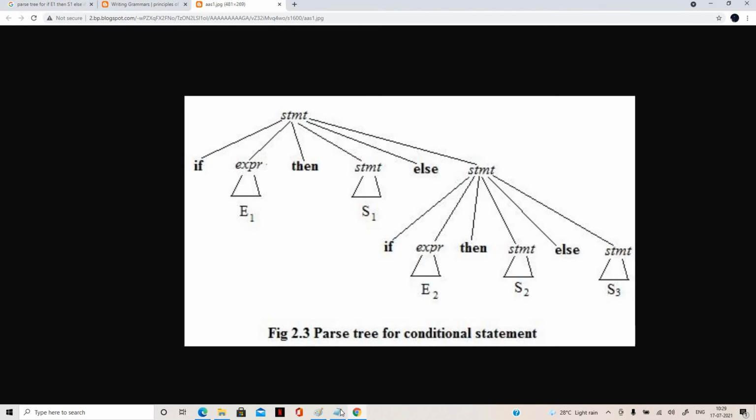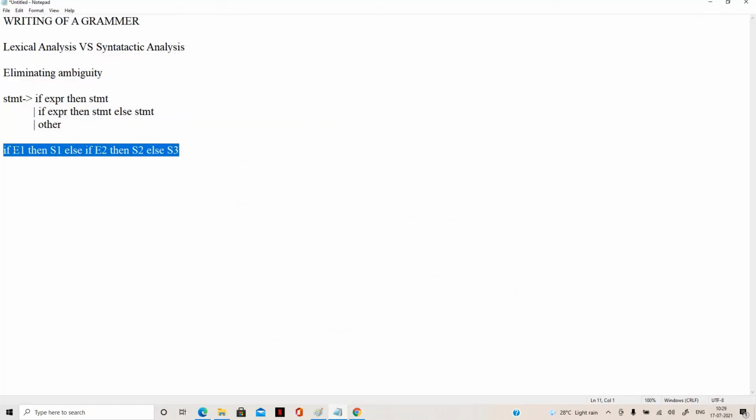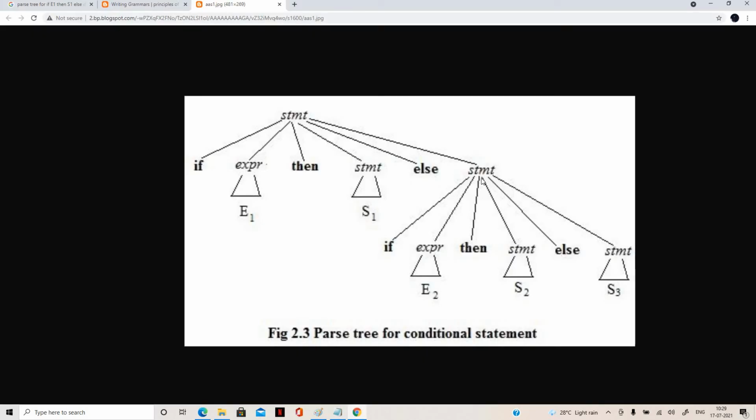So what is that statement? This is the statement: if expression, then statement, else some statement. We are going to consider this as one statement. Again, this statement is going to be elaborated, and once elaborated, again if expression, then statement, else statement. So this is the parse tree for the given statement, as per the given grammar.